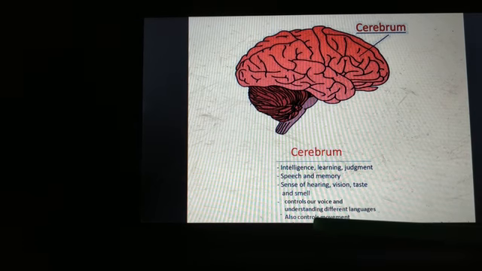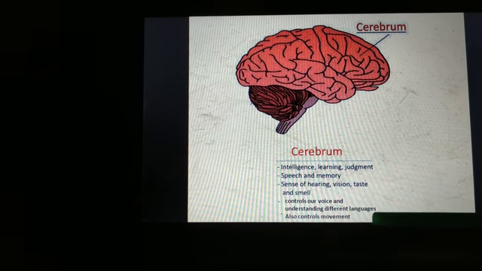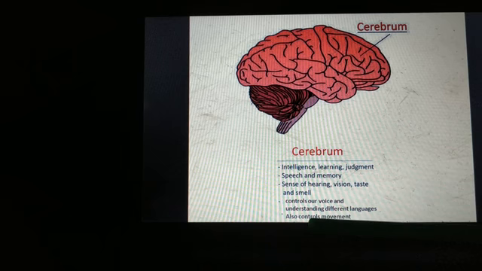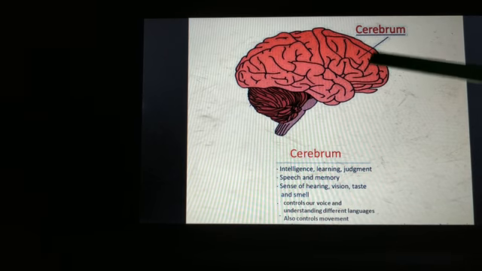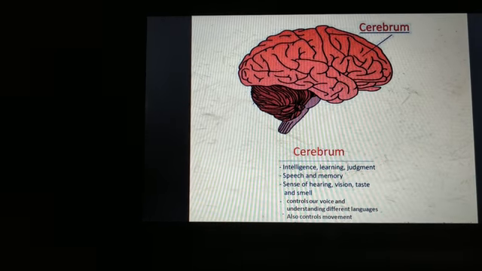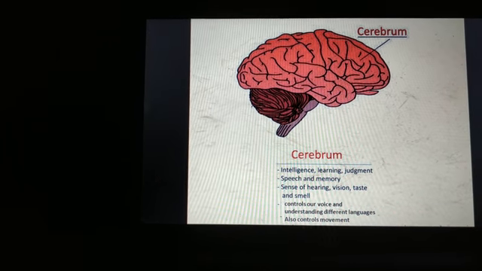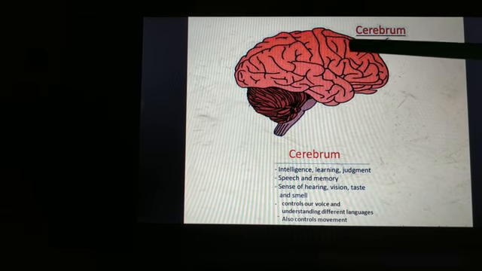It controls our voice and helps in understanding different languages. It also controls the movement of our body. So the cerebrum does all these functions in the body. So this whole part is our cerebrum.